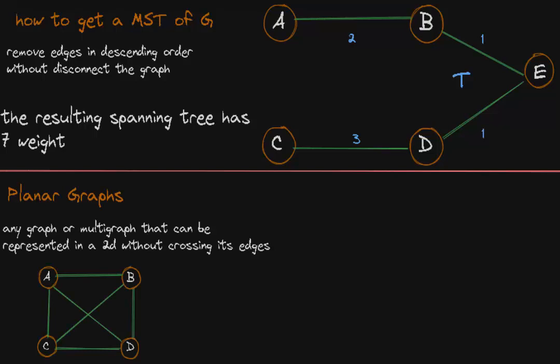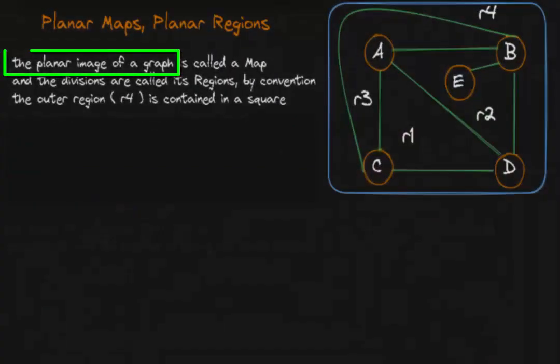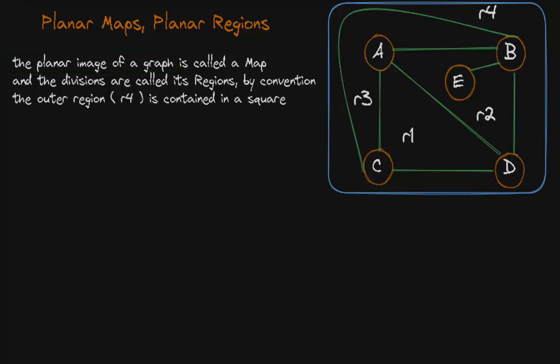A planar graph can be represented without crossing edges, otherwise it's a non-planar graph. By example, in this one right here, the BC vertex can be rearranged like this. Graph image or rearrangement is called a map. A map contains places called regions. By convention, the surrounding area belongs to a region contained into a square.